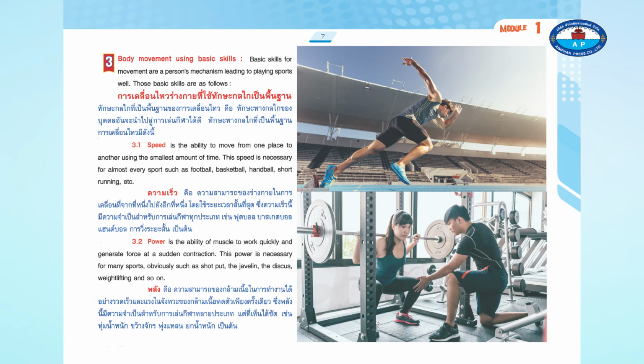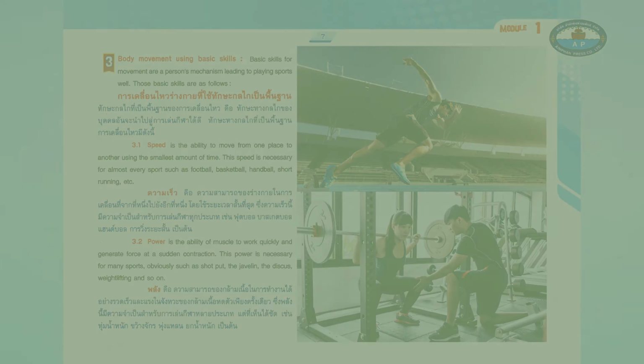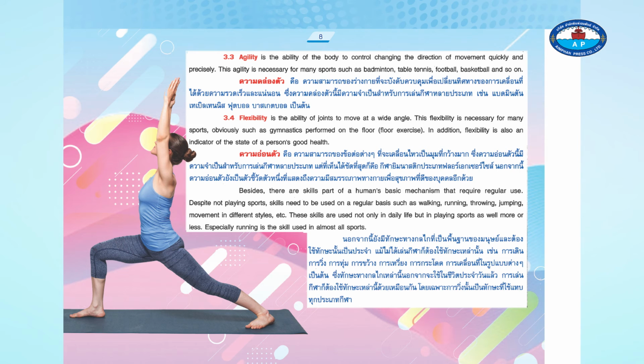3.2. Power is the ability of muscle to work quickly and generate force at a sudden contraction. This power is necessary for many sports, obviously such as shot put, the javelin, the discus, weightlifting, and so on. Page 8. 3.3. Agility is the ability of the body to control changing the direction of movement quickly and precisely. This agility is necessary for many sports such as badminton, table tennis, football, basketball, and so on.